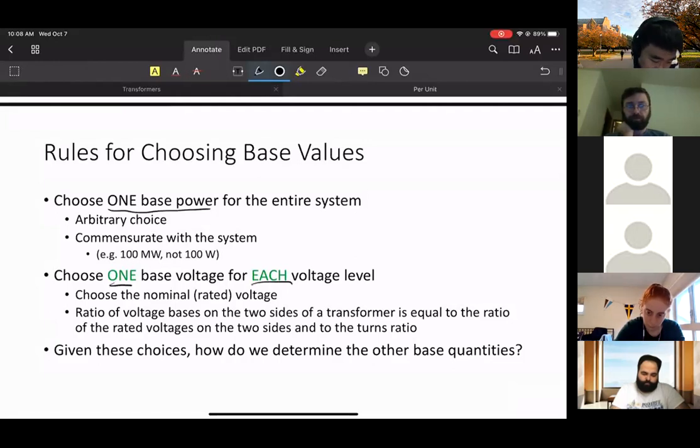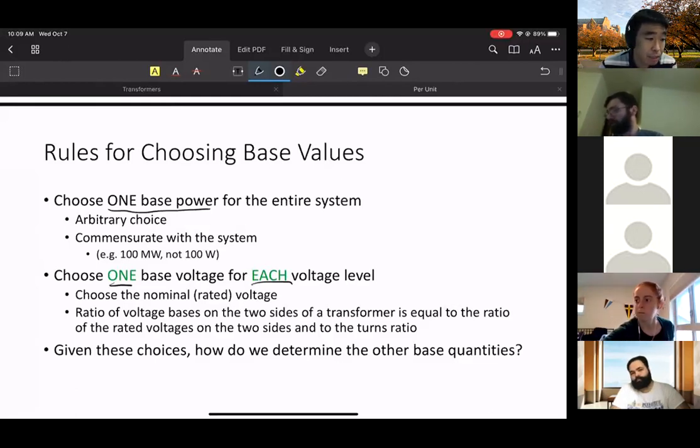Okay, so you choose the nominal rated voltage according to the transformer ratings. And the nice thing is if you choose it this way and you do division, it turns out everything works out for the transformer. It's as if we don't have a transformer. So that's a choice we'll make. And given these choices, we'll determine how to choose the other units.